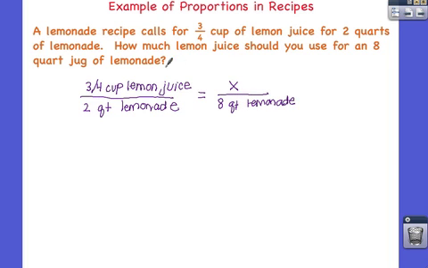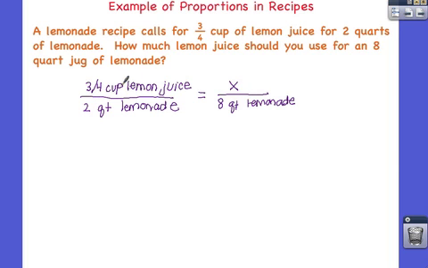It is very important that you line up the units horizontally from one another when setting up a proportion. So I have cups of lemon juice and cups of lemon juice. I have quarts of lemonade and quarts of lemonade. Now we want the ratio of lemon juice to lemonade to be the same so that it's not too lemony or not too watery.